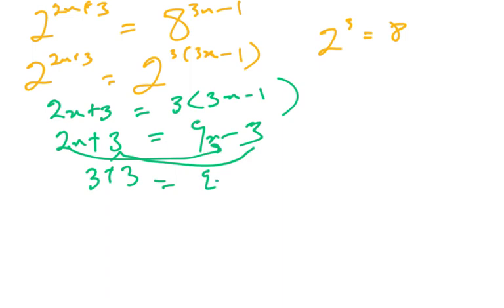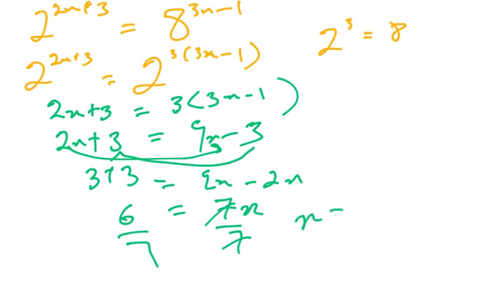Now with this, we are going to get 3 plus 3 is equal to 9x minus 2x here. So here we are going to get 6 is equal to 7x. Making x the subject, dividing through by 7 here, we're going to get x to be equal to 6 on 7. So this is our answer for these exponential equations.